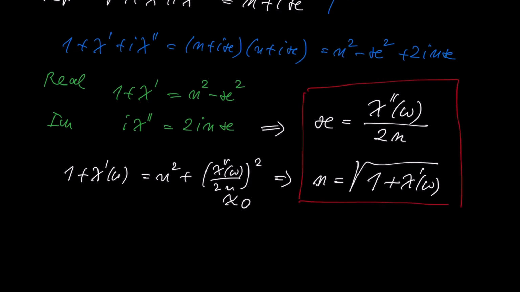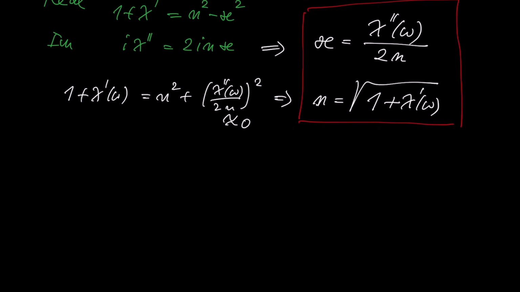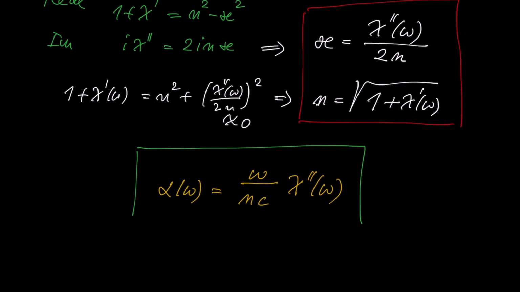So these are very important results, and we can altogether sum up an equation for the absorption coefficient, which depends on frequency and looks like omega divided by n c times chi double dash. That is the absorption coefficient, so it is proportional, up to some little frequency dependent factor, to the imaginary part of the linear susceptibility.